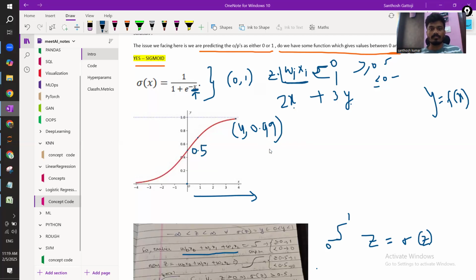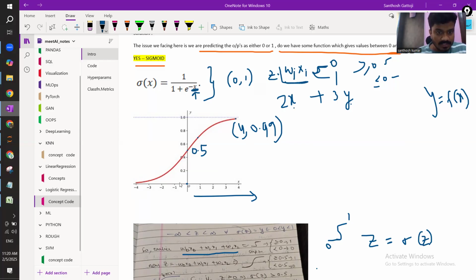This 0.09 is coming from where? After the derivative of the sigmoid function. After you put this 4 over here, you will get this. Similarly, you come to this side. When you are starting with 0 and slowly increasing, at 0 the value is 0.5, at 1 it is 0.7. Slowly the value is increasing, but it is never 1.